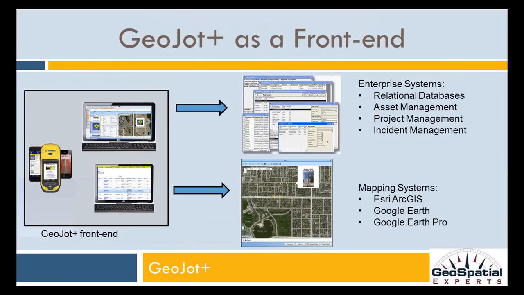The GeoJot Plus system can serve as a capable front end for enterprise systems. As a front end, GeoJot Plus provides for data collection, attribute and photo editing, and data QA/QC prior to the information being moved to mapping and enterprise systems. GeoJot Plus Core creates files ready for use by back-end mapping systems.